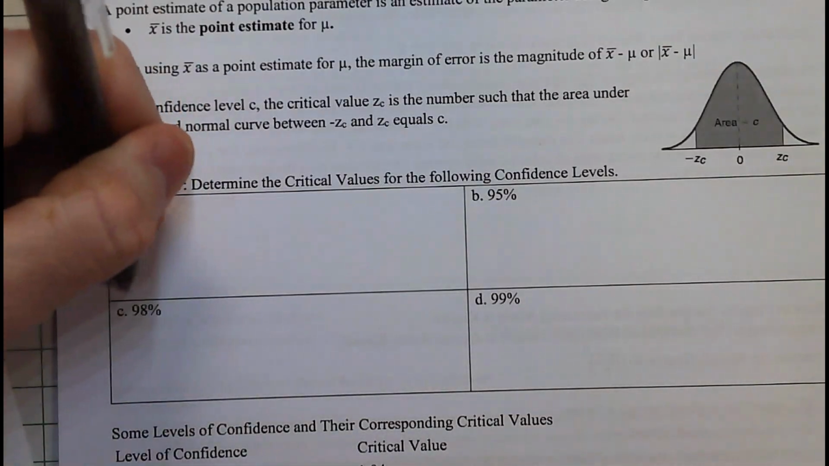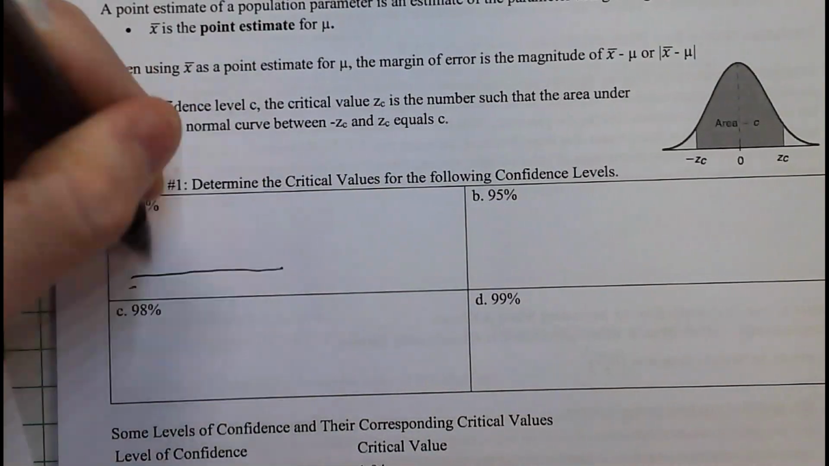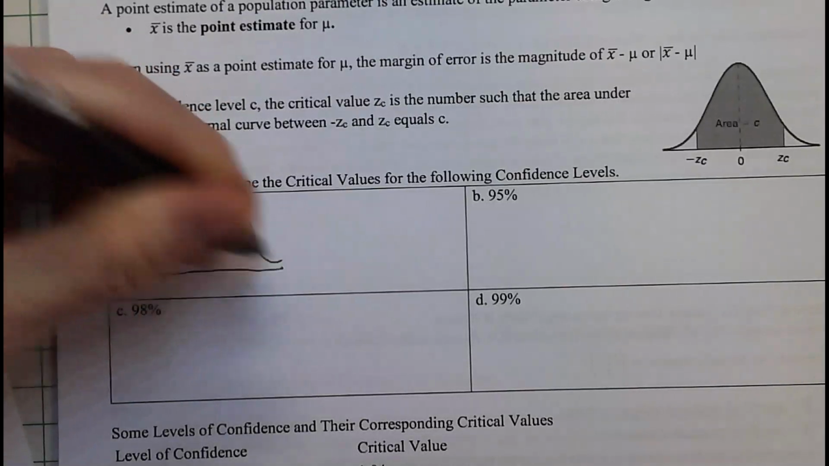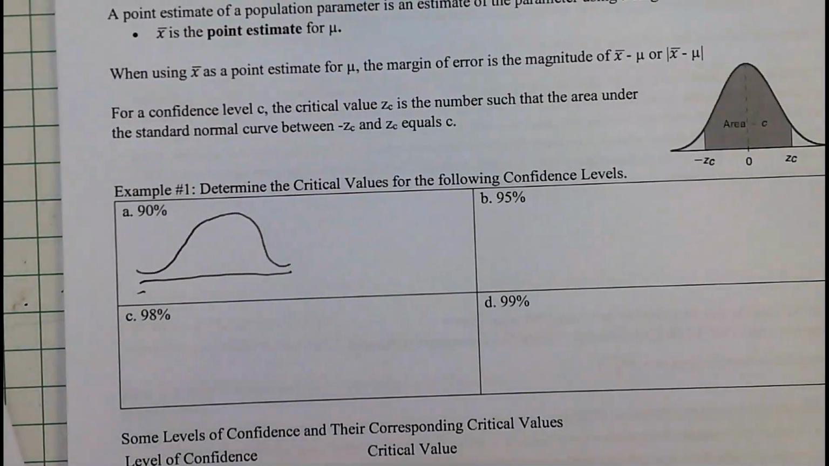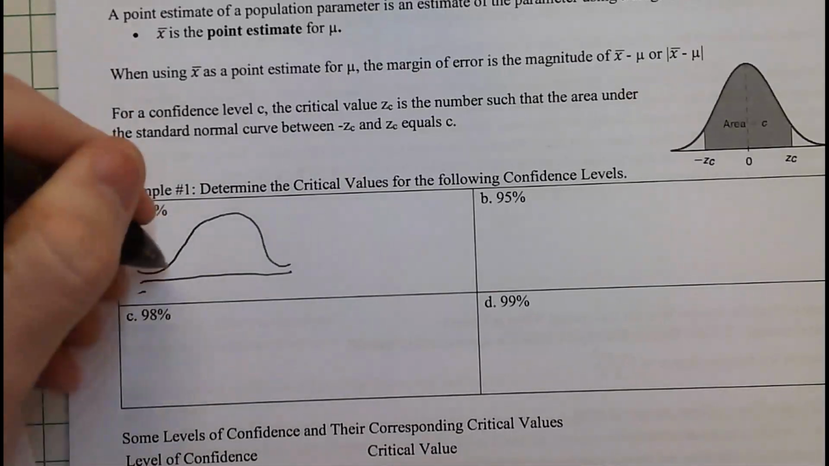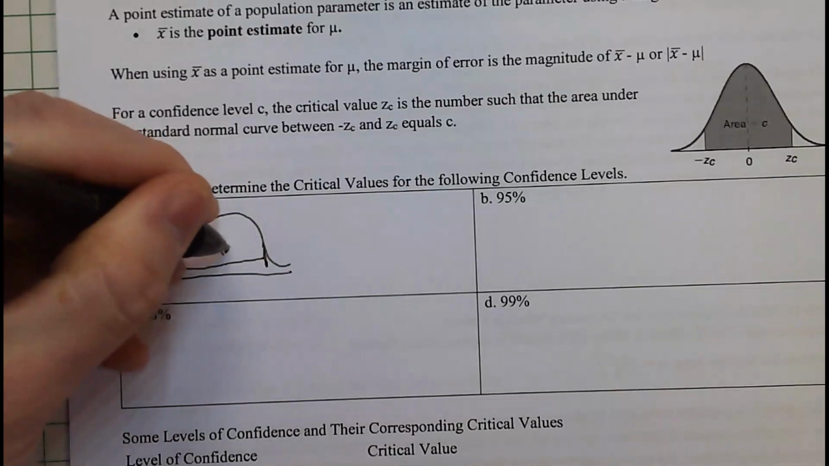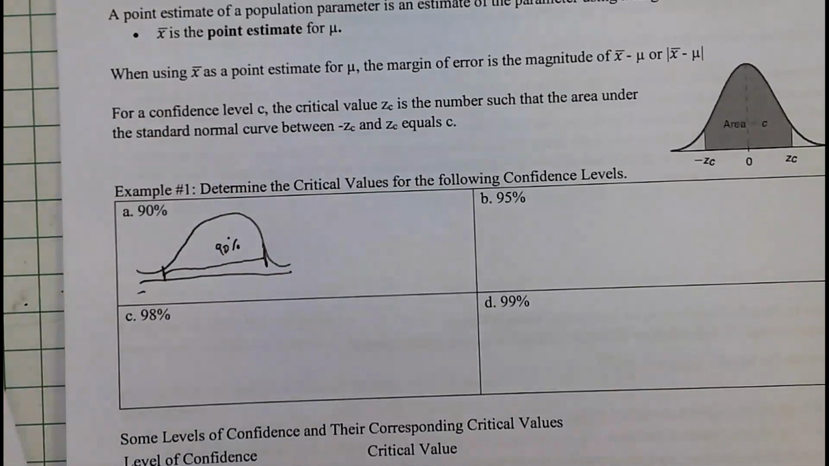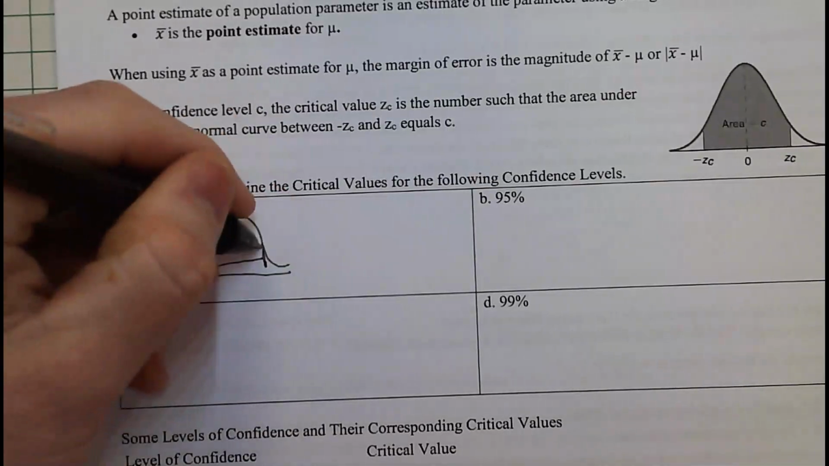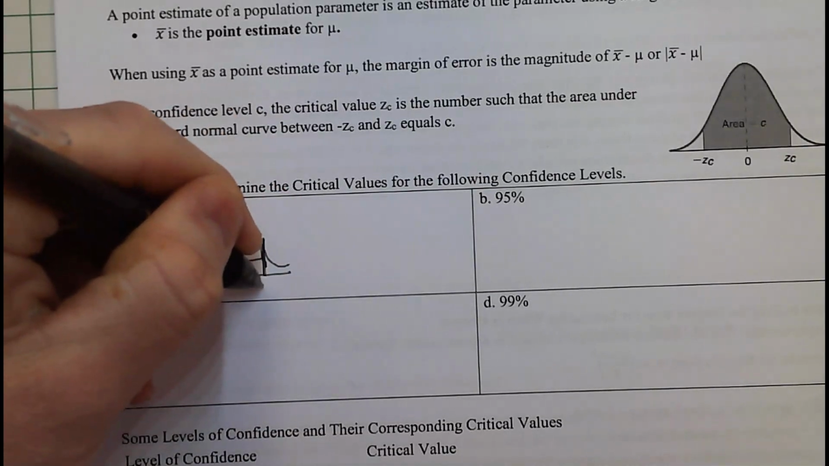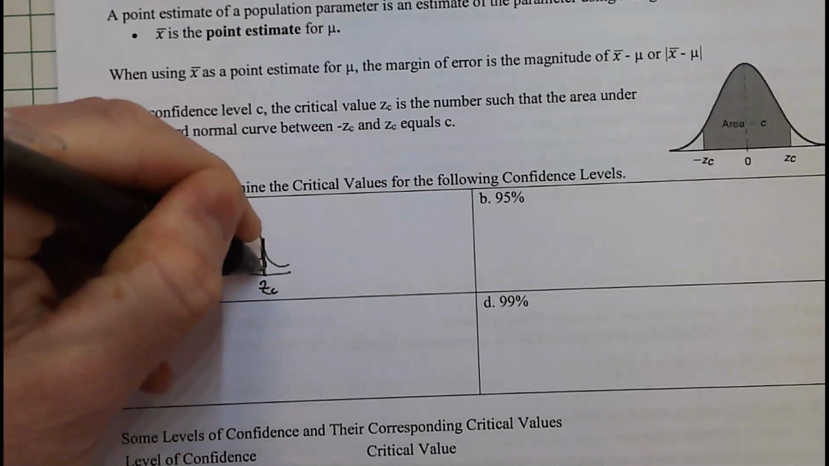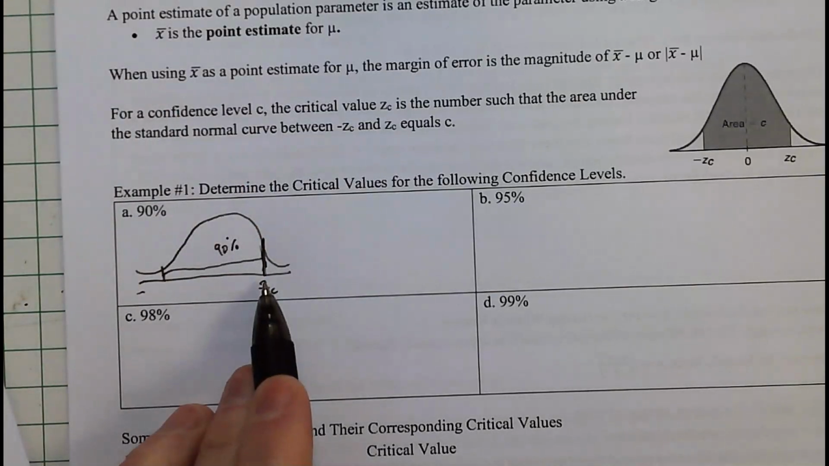Let me help you visualize this. I'm going to draw a normal curve. When I'm talking about a 90% confidence interval, I'm talking about the middle 90% of the curve. What you have to do is determine what this z value is. They call it z of c. What's the z value at the top end of this boundary?